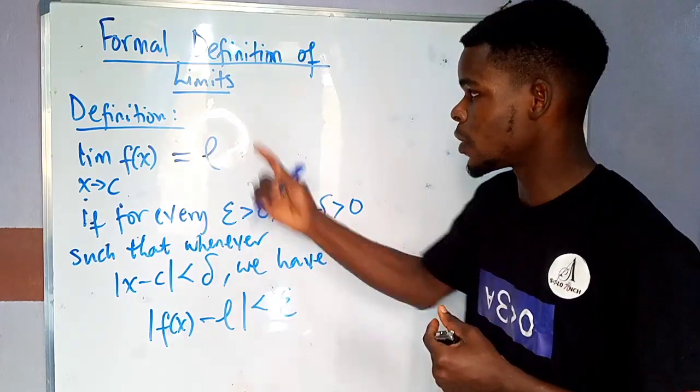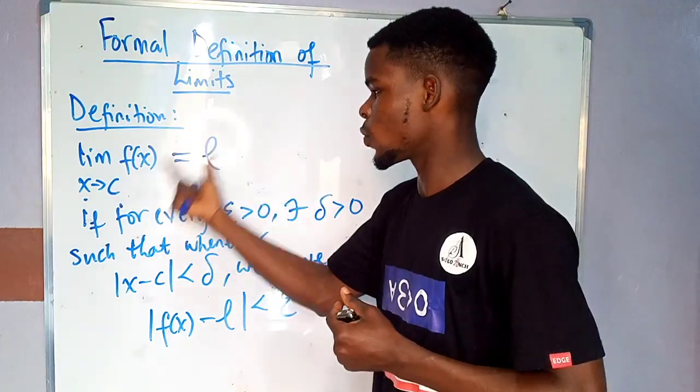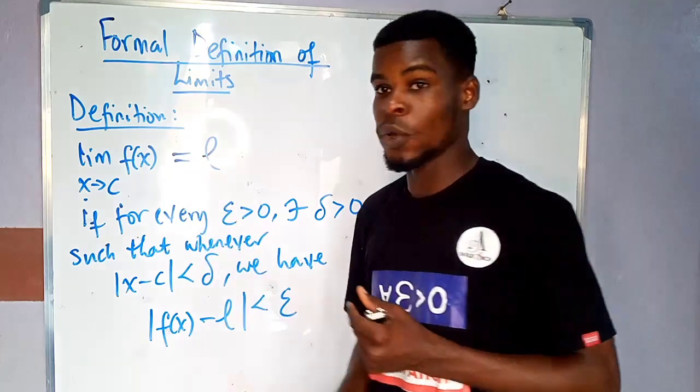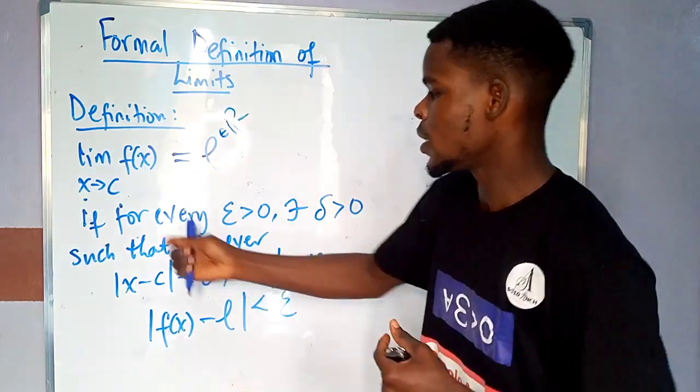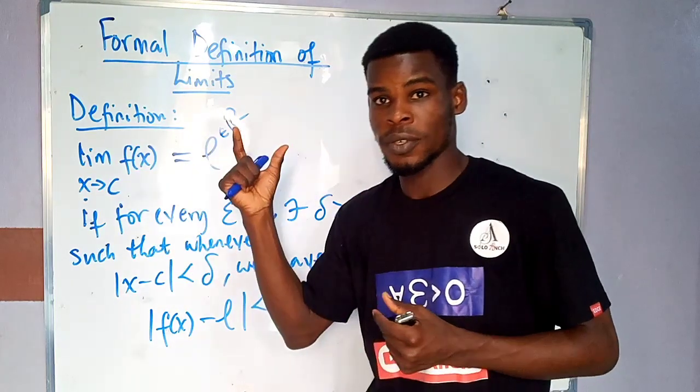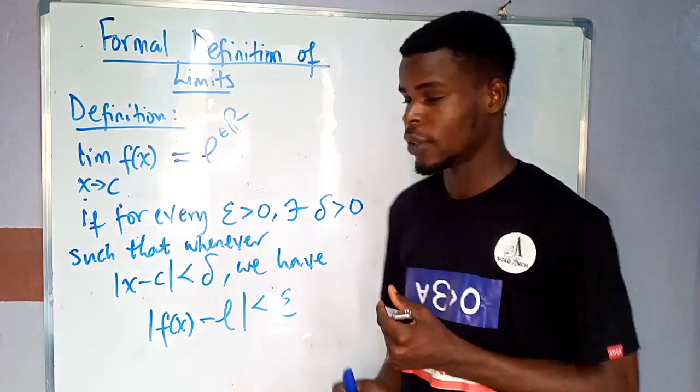Good. So from the definition, the limit exists and it is equal to a unique real number L. By unique, we mean this limit gives us only one result, only one real number.